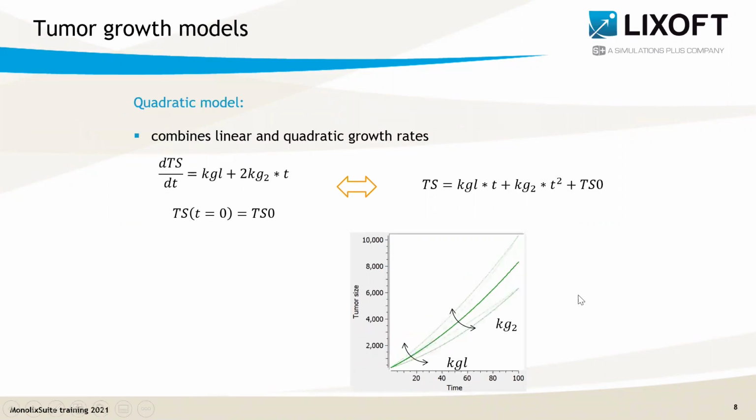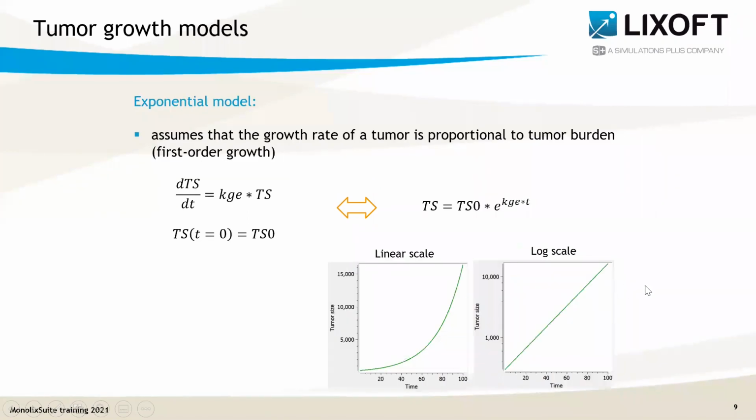So for example, for the quadratic model, which combines a linear and quadratic growth rate, the figure shows that changing the linear rate kl has an impact on the whole curve right from the start, while changing the quadratic rate k2 has a larger impact when the tumor size TS is high. The next model is exponential, a very simple model that gives a straight line in log scale and assumes that the growth rate of the tumor is proportional to the tumor burden.